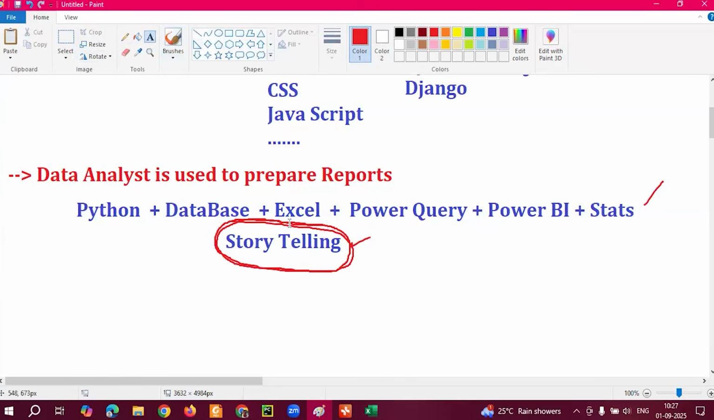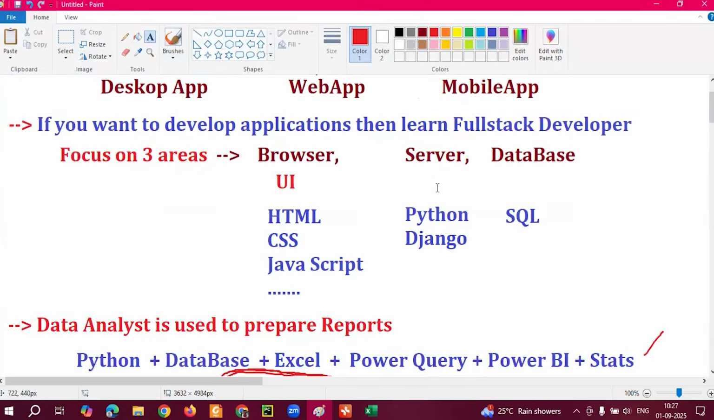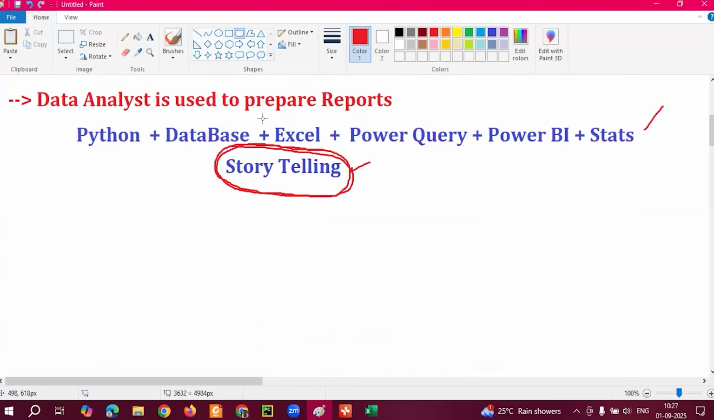Next one, full stack Python, what can he do? The main target of full stack Python is to develop applications. There's a reason they need to focus on browser side, server side, and database side. Three areas they have to focus on. But coming to data analyst, the main target is to prepare reports. So they have to learn Excel, Power BI, and basic stats. This knowledge is required for a data analyst.